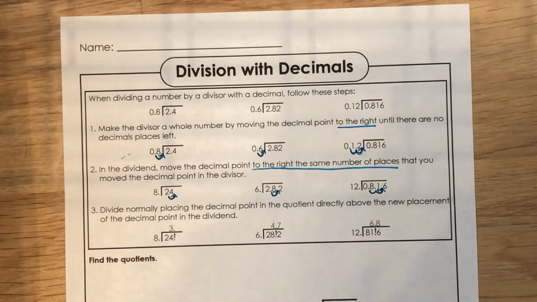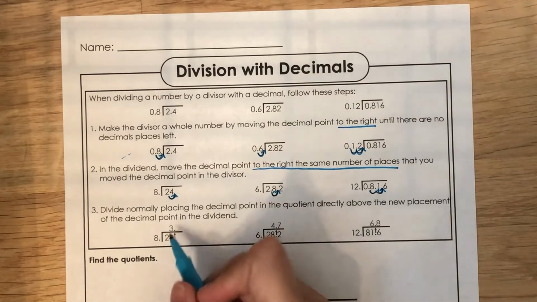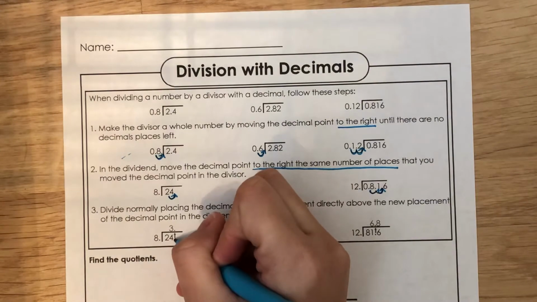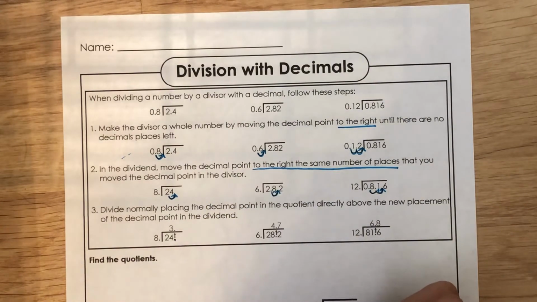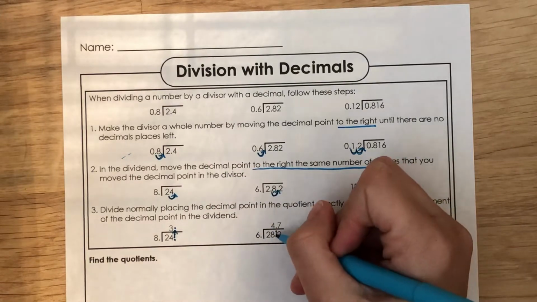And then we divide normally, just like we would with any other long division. We have to remember to move our decimal point inside the dividend all the way up to the top.